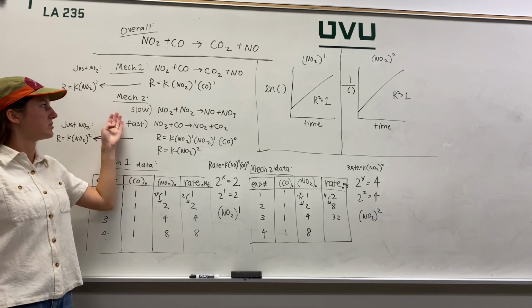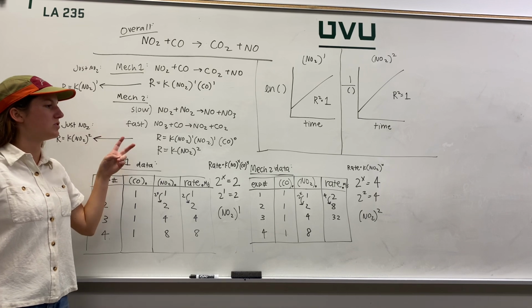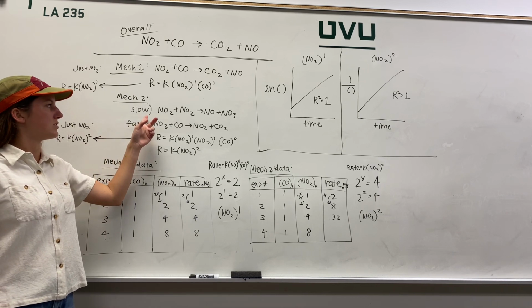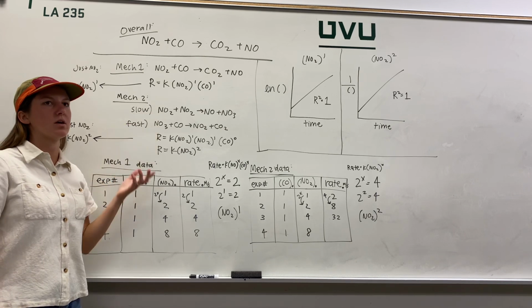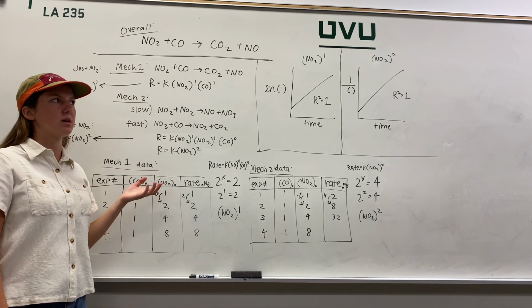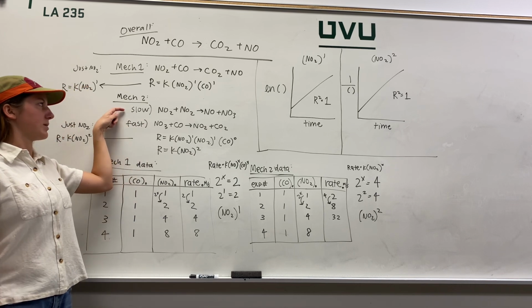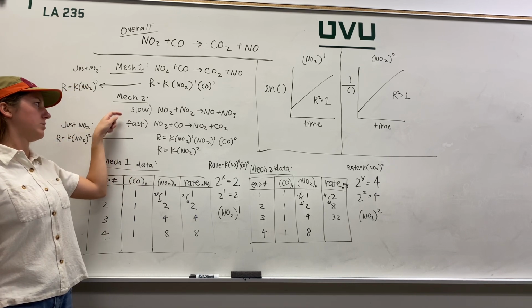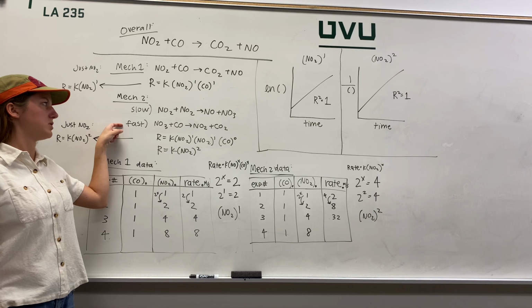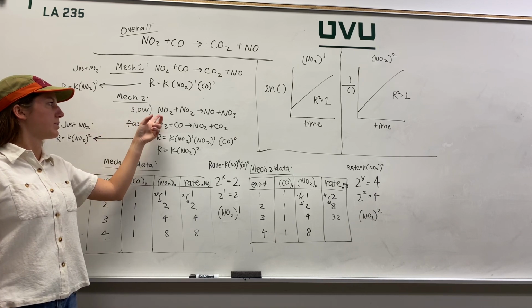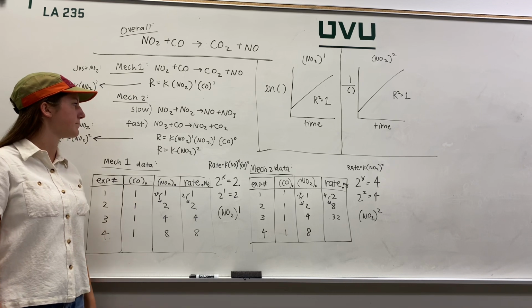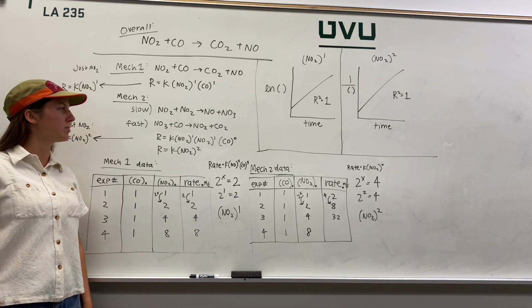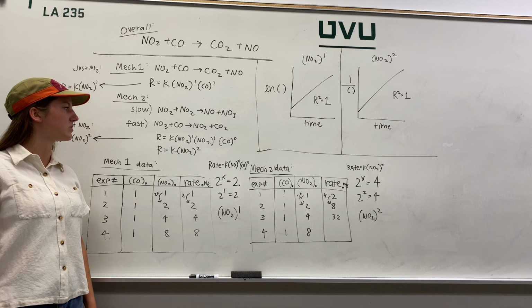Then it's also proposed a mechanism 2, which is a two-step reaction, where there is a slow step. This is the rate determining step, that's the most important thing we need to know. And then there's also a fast step. In the slow step we have NO2 plus NO2 yields NO plus NO3. And in the fast step we have NO3 plus CO yields NO2 plus CO2.